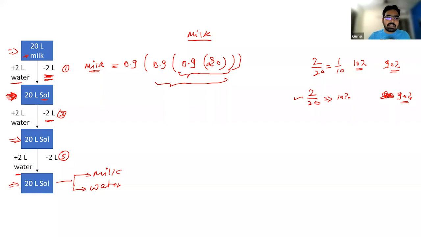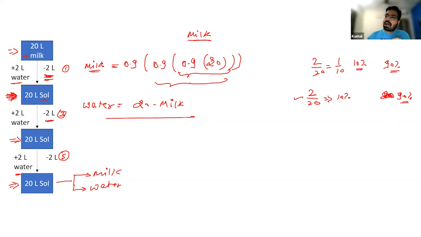So in this 20 liters, this should be the quantity of milk. What will be the quantity of water? The quantity of water should be nothing but 20 minus of milk. 20 minus of milk should be the quantity of water. Correct. So this is how you apply the concept that I had spoken about on the previous screen.